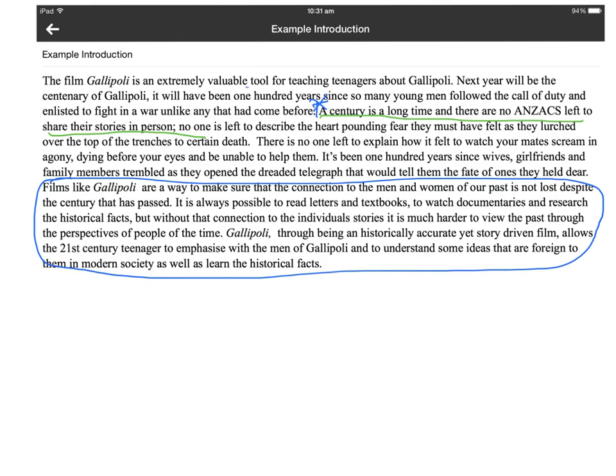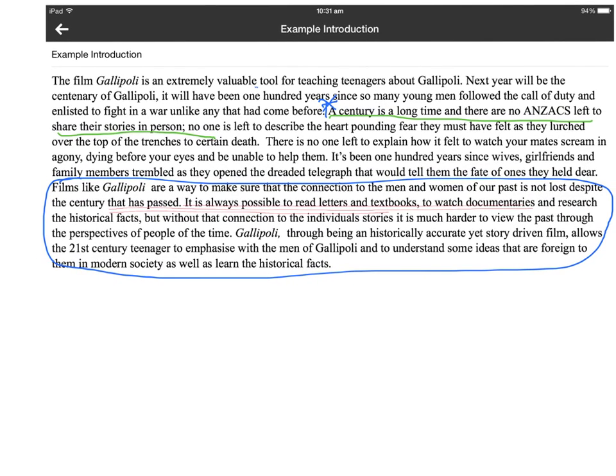Our second one is about how the film Gallipoli helps teenagers to make connections, so that you can read the letters, you can get the information, but you need that personal connection. So we're going to do that in a different colour, and this is this bit here. That's what our second paragraph is going to be about. So our third paragraph is down here, and it's going to be about Gallipoli being historically accurate. So there we go. So hopefully this little clip gives you some help if you get stuck writing an essay.